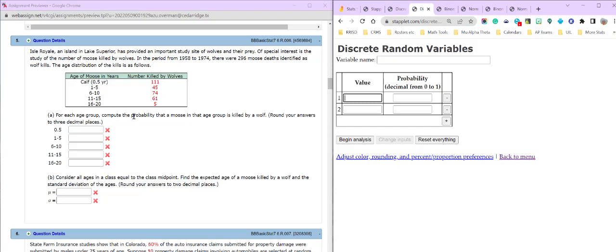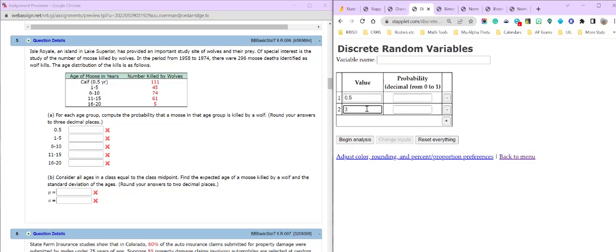For each age group, compute the probability that the moose in that age group is killed by a wolf. Round your answers to 3 decimal places. So I think we're just going to use the 0.5 years here because we don't have really a range. Now this part's going to get a little tricky. So let me first go up here and add in all my values.